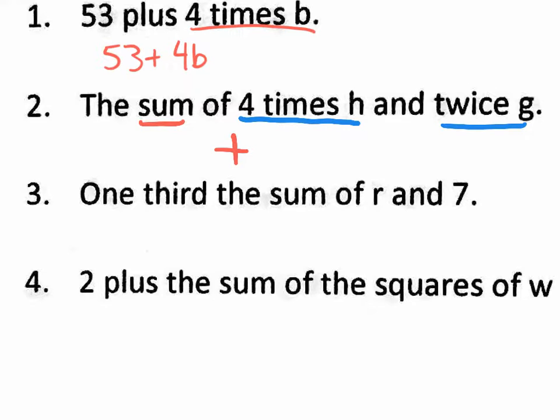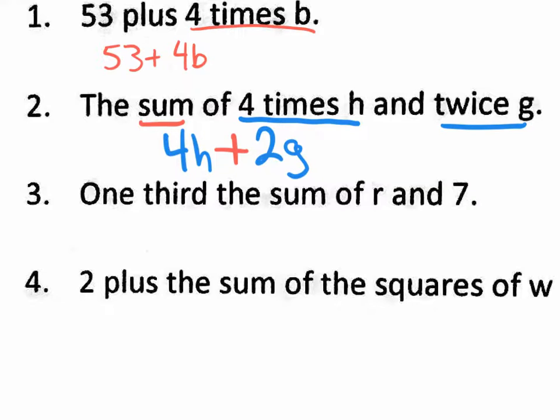So how do I write 4 times h? 4h. And how do I write twice g? 2 times g, which is 2g. So there's your problem on number 2. The sum, that's the addition of what? Of two things, of 4 times h and twice g. There's 4 times h, there's twice g. And you're adding them together. I hope everybody's crystal clear with 1 and 2.